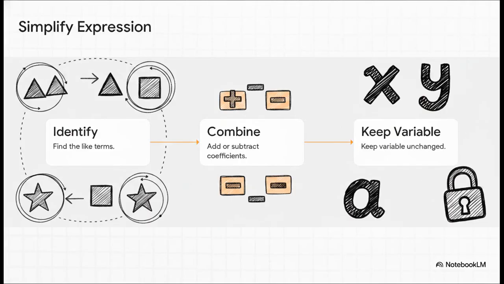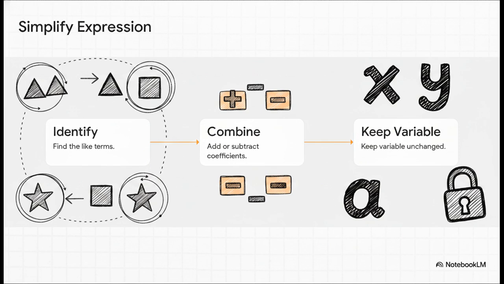So, learning how to simplify our expressions basically comes down to a clear, easy formula you can follow every single time. Step 1, identify your like terms. Just find all the matching letters. Step 2, combine, or add and subtract, their coefficients, which are those numbers in front. Step 3, keep the variable exactly the same. Do not change the letter.